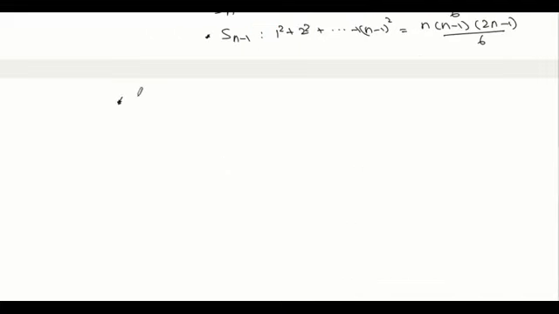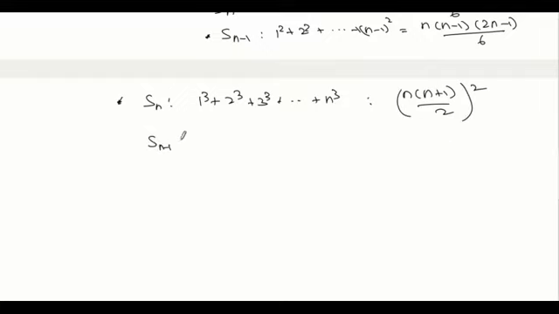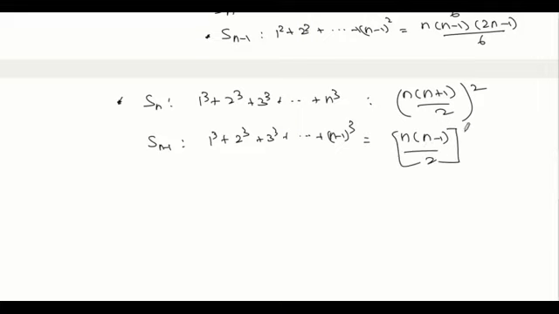Then the sum of the cubes of first n natural numbers. That means 1 cube plus 2 cube plus 3 cube plus etc. plus n cube. It is nothing but n into n plus 1 by 2 whole square. For Sn minus 1, which means the sum of the cubes of first n minus 1 natural numbers, 1 cube plus 2 cube plus 3 cube plus etc. plus n minus 1 whole cube, it is n into n minus 1 by 2 whole square.